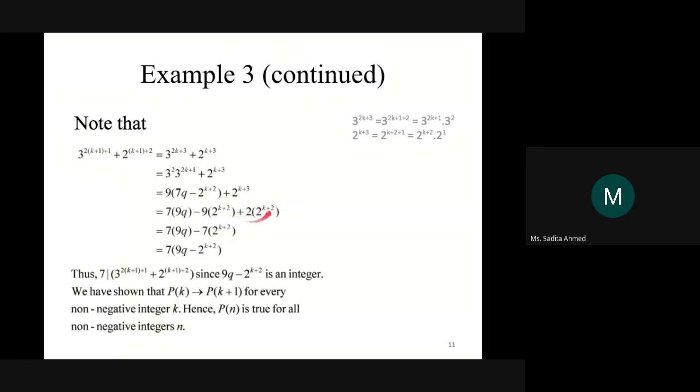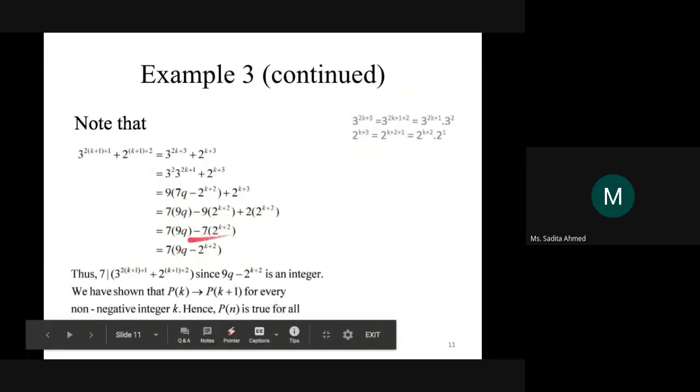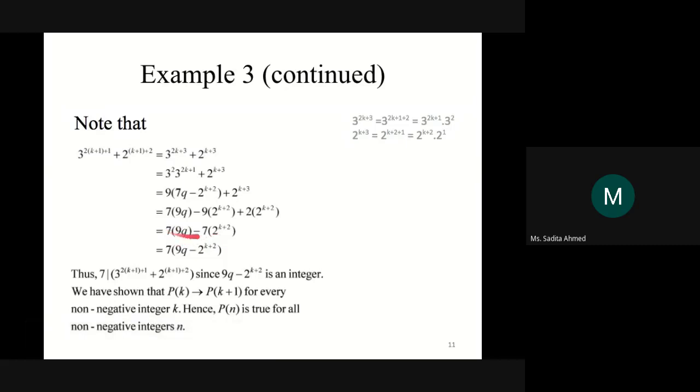So if you take 2 to the power of k plus 2 in common here, what do you get? Minus 9 plus 2, or 2 minus 9. That will give us what? Minus 7. Exactly. So you see, finally, we have this situation where both sum terms have the term 7 in common.